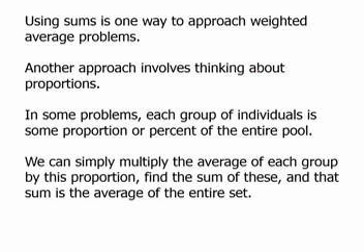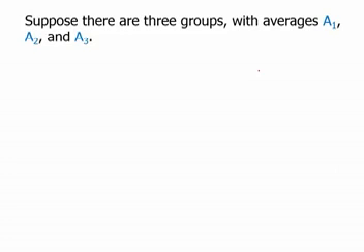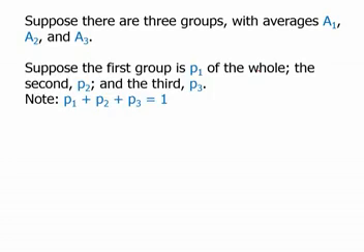We can simply multiply the average of each group by this proportion, find the sum of these, and that sum is the average of the entire set. So just algebraically, let's talk about this first. Suppose there are 3 groups, and they each have averages A1, A2, A3. Those are the averages of our 3 groups, or our 3 categories. The first group is P1 of the whole. That's its proportion. The second is P2, the third is P3.